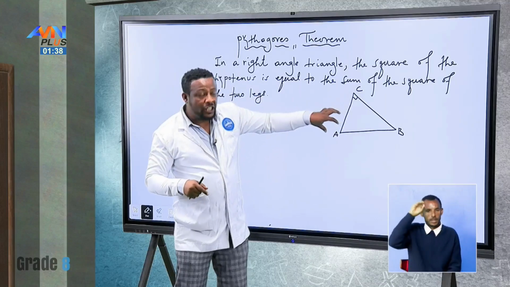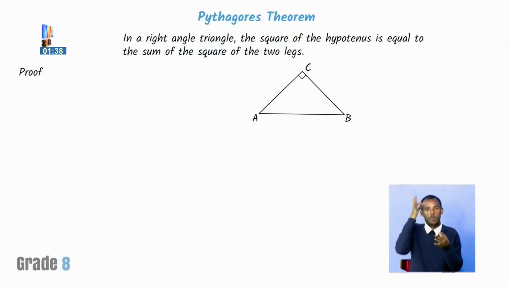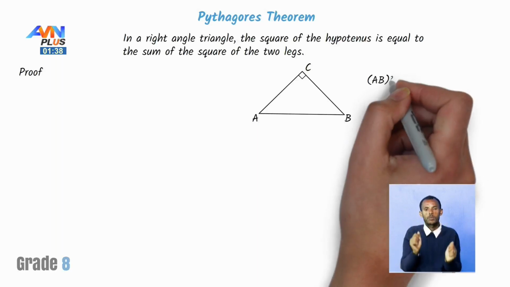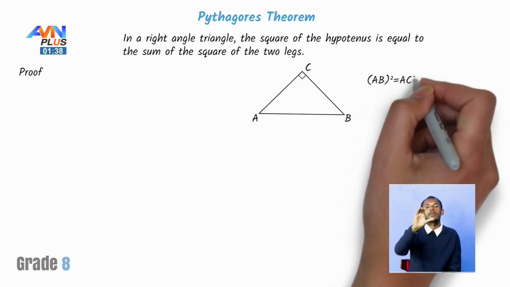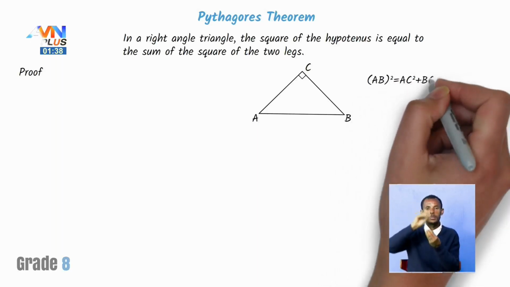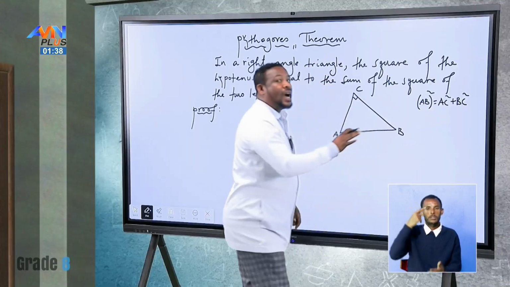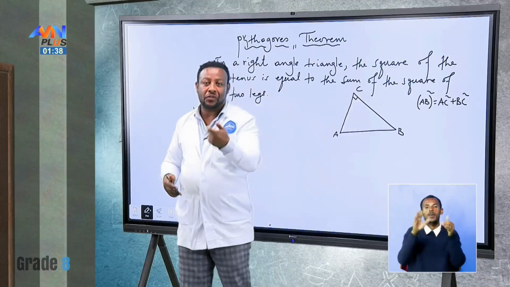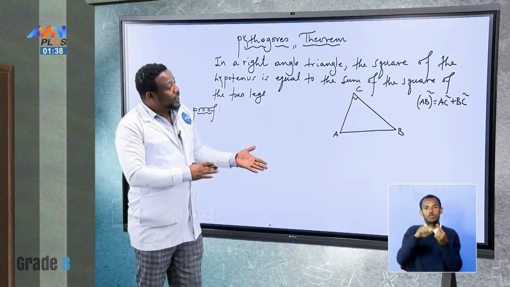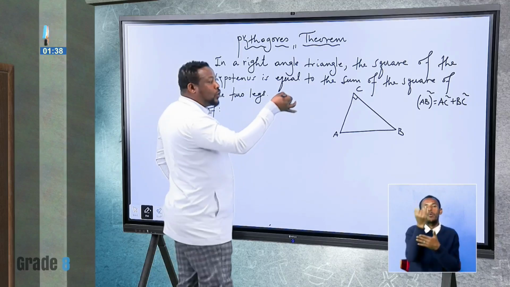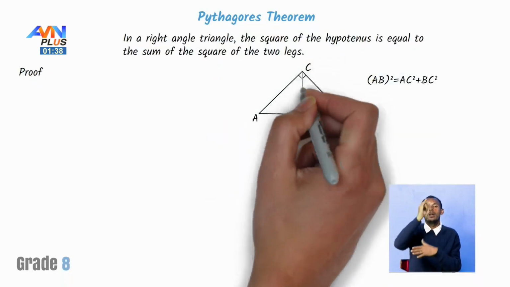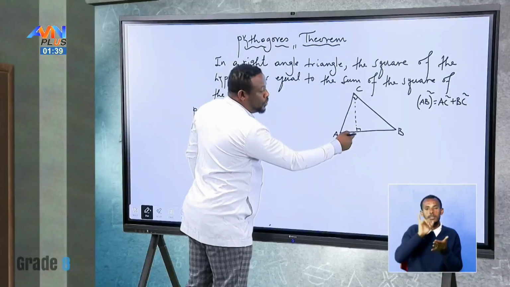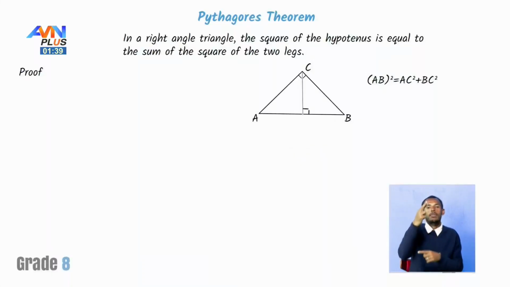So at this stage, our objective is to prove AB square is equal to AC square plus BC square. So this is our target. We will prove how this equation can be derived. To prove this, I will construct an altitude drawn from the 90 degree angle to the hypotenuse. Say this altitude cuts AB, the hypotenuse, at some point D.